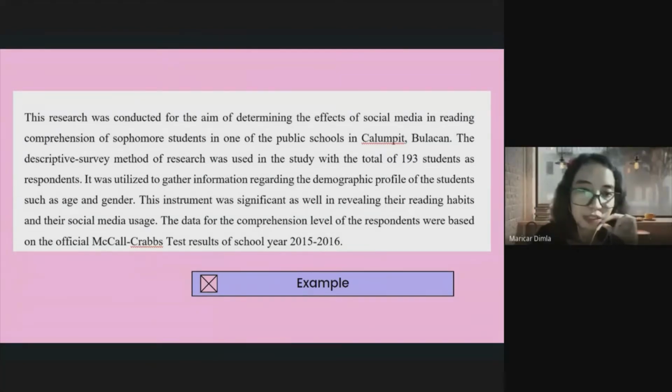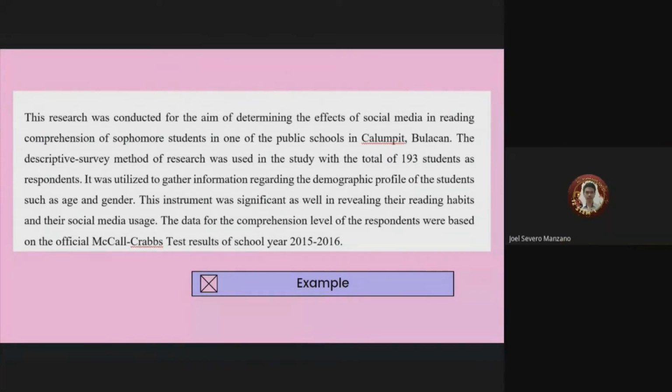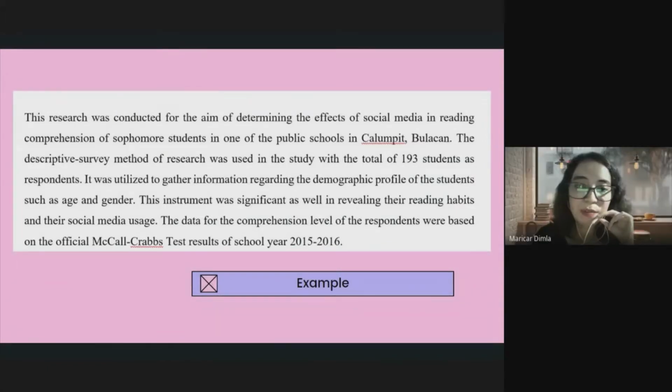Next, si Joel, nakita ko siya. Joel, what's the sample size or the population of the sample paragraph? The sample size or the population? 193. Yes. Okay. How about the statistical tool used for their data? Anong ginamit? Statistical tool or treatment?